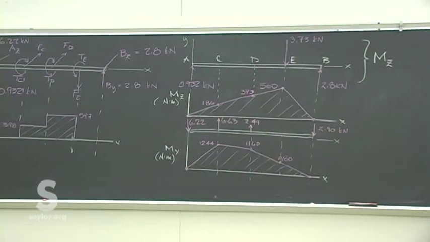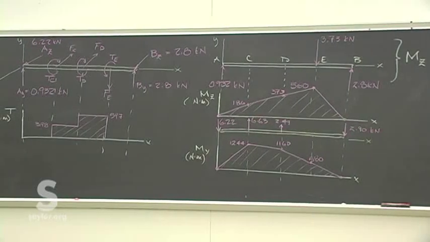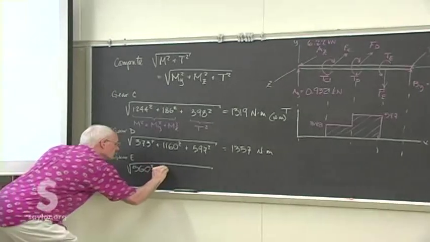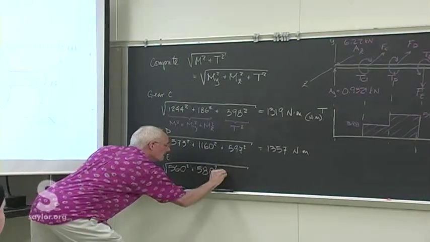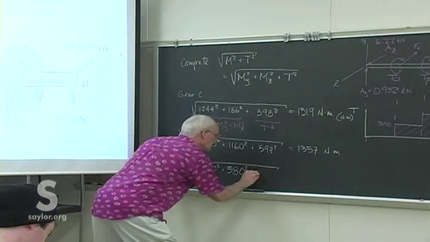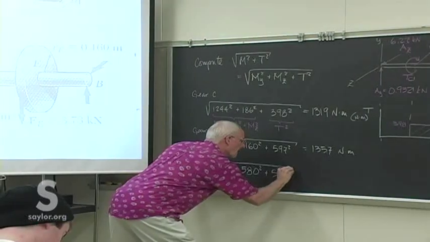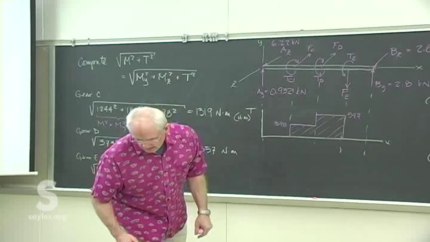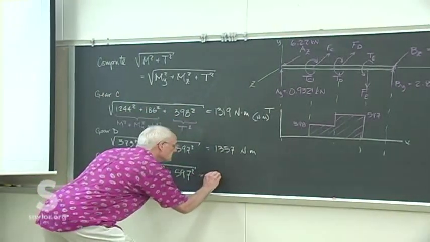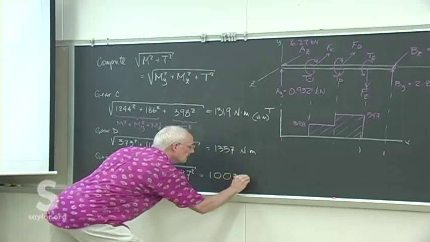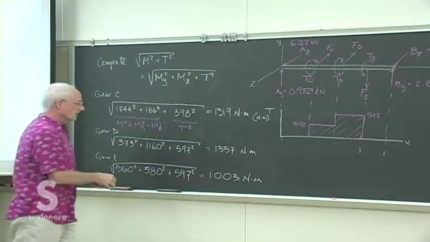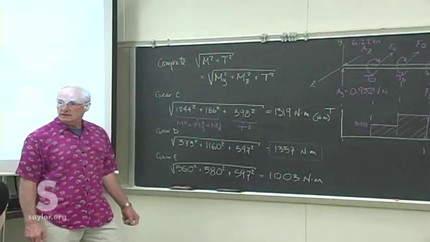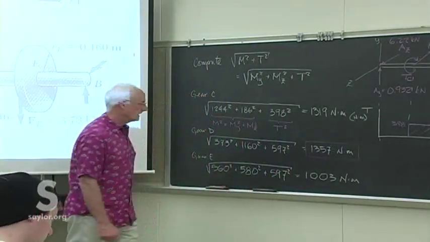So then gear E, we have a 560 and a 580. So each of those squared, and then a 597 squared. Remember, on the torsion, it takes a jump right at each of the gears, so we use the worst value at that gear as a spot. So it turns out this is 1003, so much less. Our biggest concern is at the 1357. You said 1103? 1003. I probably said 11, yeah.